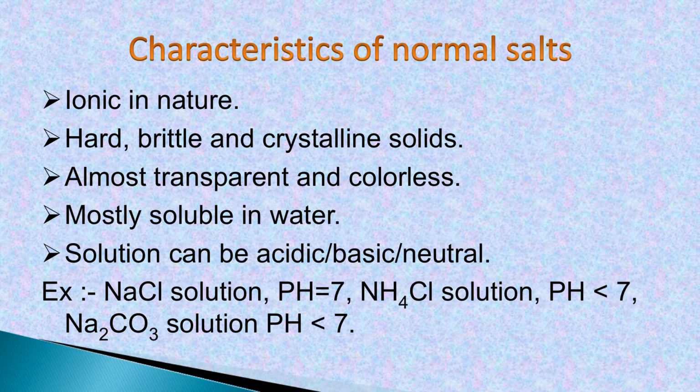What are the characteristics of normal salts? Normal salts are all ionic compounds, crystalline solids, hard and rigid, mostly soluble in water, not necessarily all. Barium sulfate is not soluble in water, silver chloride is not soluble in water, sparingly soluble salts. Mostly they are soluble in water, and their aqueous solution can be acidic, basic or neutral. If you put NaCl in water, it is neutral. Ammonium chloride solution is acidic, and sodium carbonate in water will be basic, pH more than 7, right.